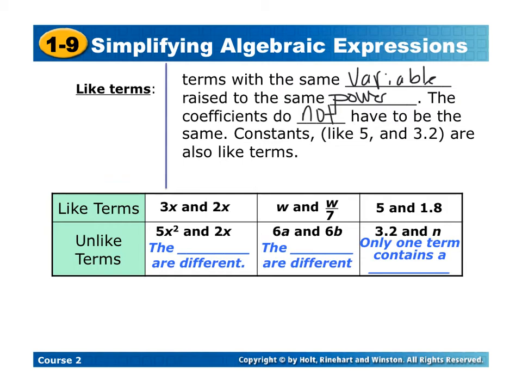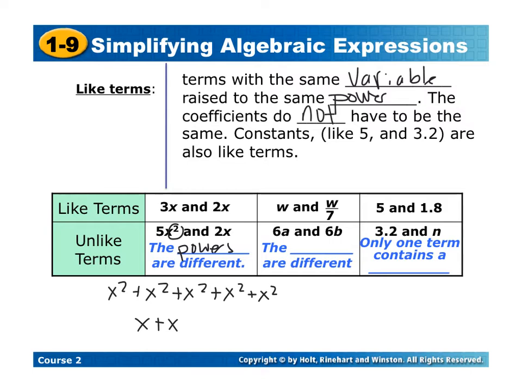So if you have numbers written without a variable, those are like terms as well. In our first example, we have 3x and 2x. Those will be considered like terms. 5x to the second and 2x are unlike terms because the powers or exponents are different. Since this one has an x to the second, what this one actually means is x to the second plus x to the second 5 times. And the other one that's 2x is really x plus x. Well, x plus x is not the same thing as x times x, so that's why they're unlike terms.